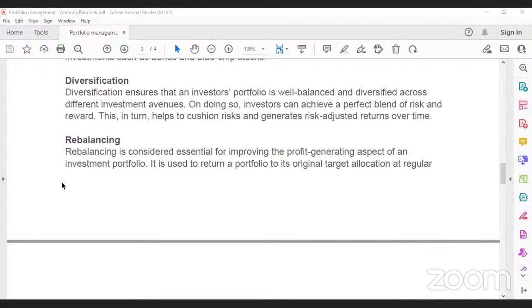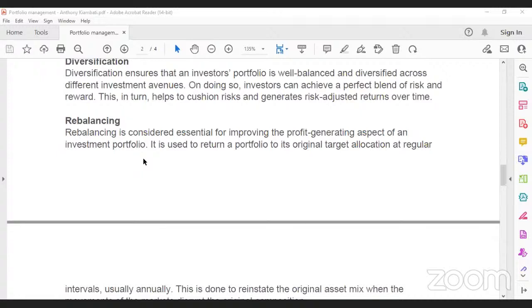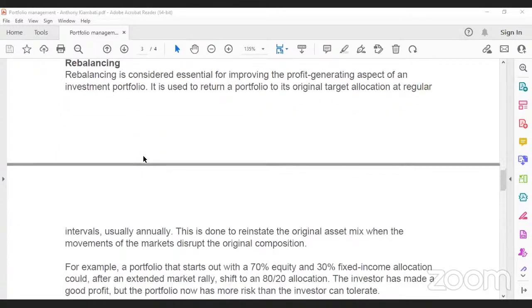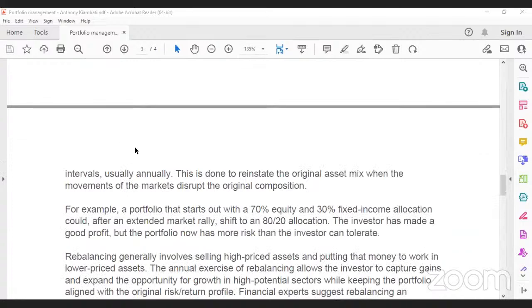We talked about using your goals and your risk appetite to come up with a good portfolio, and there's a way you have structured your portfolio. So you want to consistently rebalance your portfolio, basically to make sure that it goes back to its original target allocation, after maybe the markets have disrupted its original composition. And you'll see how this happens.